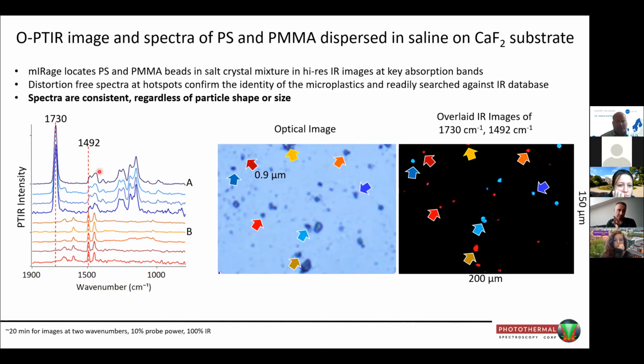Right, in this fairly simple binary mixture, there are two clear peaks, so we can then tune the laser to those two peaks, and then the particles light up. Okay? Again, independent of particle shape or size.